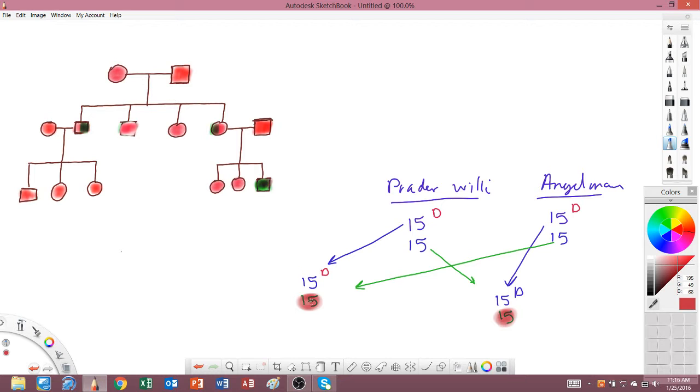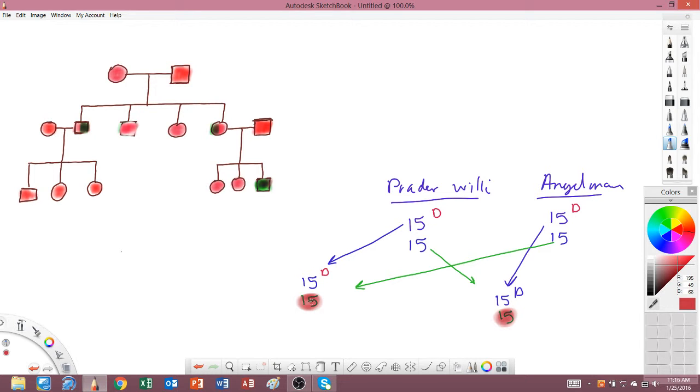Okay? So first you must inherit the deleted gene from one of the parents. And then you must inherit a normal copy of the same chromosome from the other parent. So the normal copy is inactivated randomly. If it's inactivated, it's called imprinting. If it's not, then nothing, no problem.